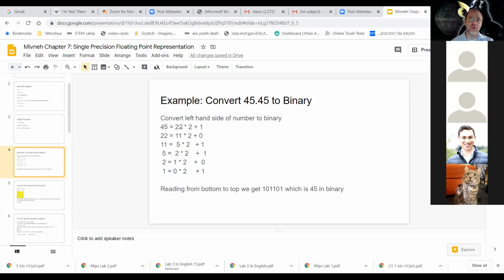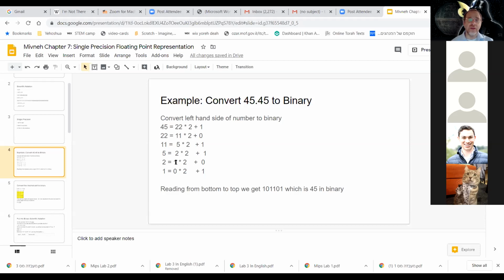Then we take again the 22 and divide it by 2. That gives us 11 with a remainder of 0. Then we take that 11 and divide it by 2 and get 5, with a remainder of 1. And we keep doing this until we get, let's say, 2 divided by 2 is 1 with a remainder of 0.